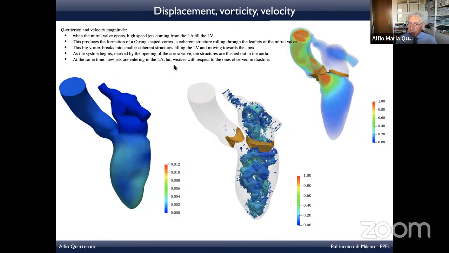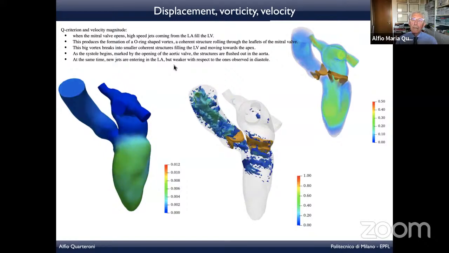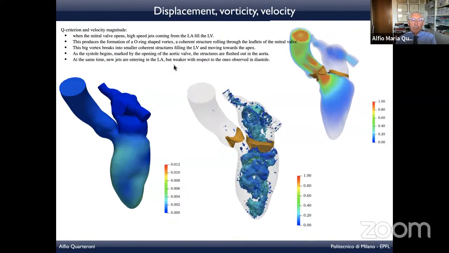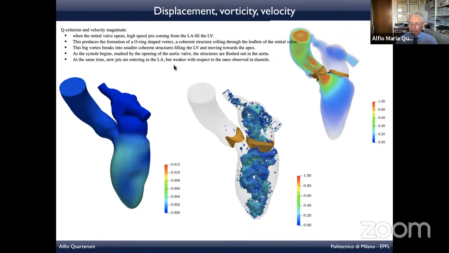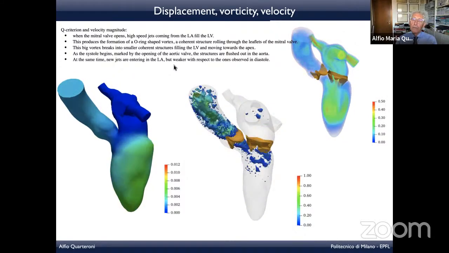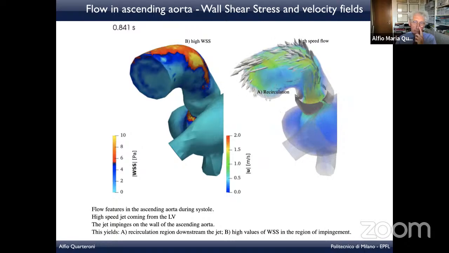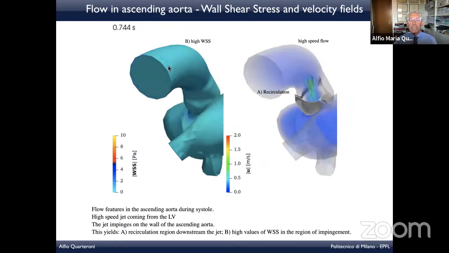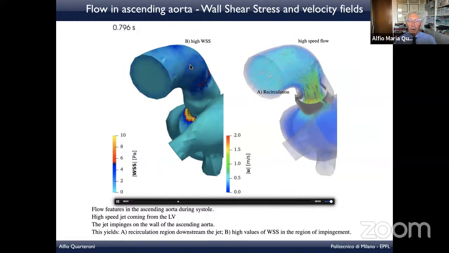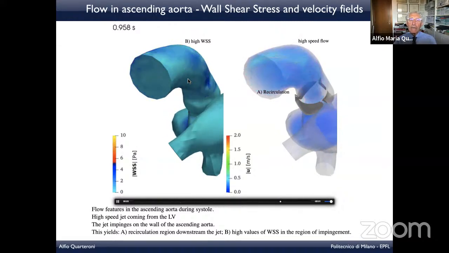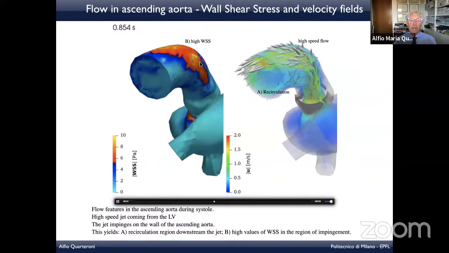So we can get a complete reconstruction of the flow field here, which is fully characterized by the displacement dynamics, the vorticity dynamics, and of course, the velocity field. These are detailed, what happens in the ascending aorta. That's a very critical point because many pathologies get their origin just in this very point.